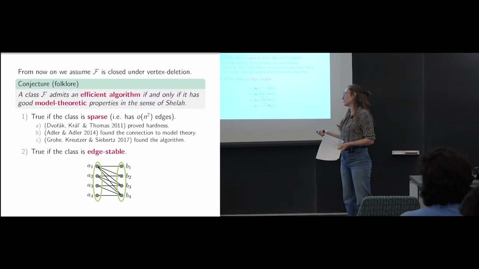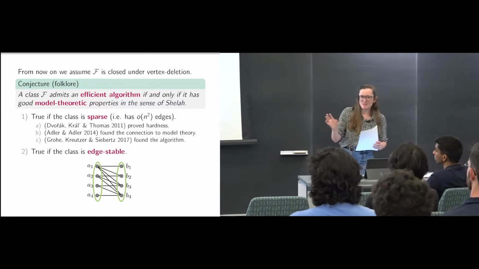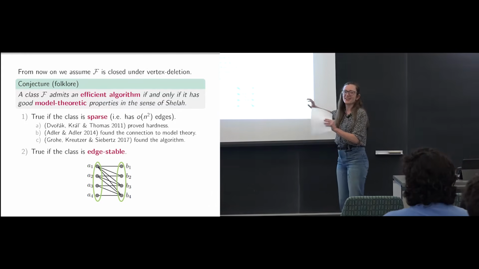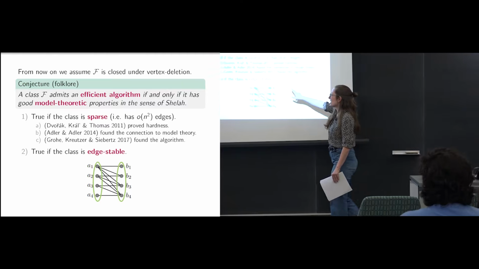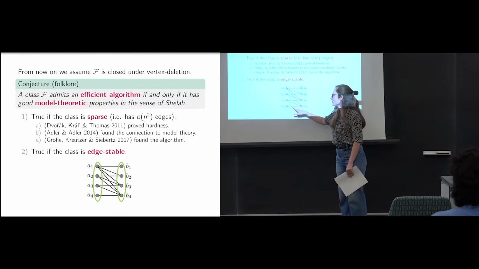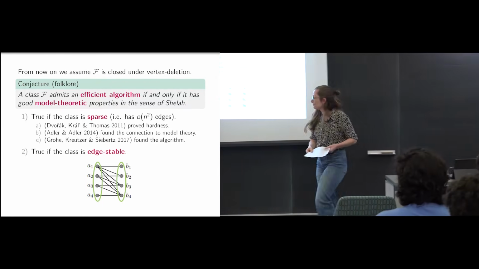class is edge stable. And what edge stable means, so this, by the way, is also a property that comes from model theory, but I'm not going to say why, because it's much simpler to just state it explicitly. So edge stable means that I don't have this kind of graph induced between the two sides. So now let me give you an actual proper definition.